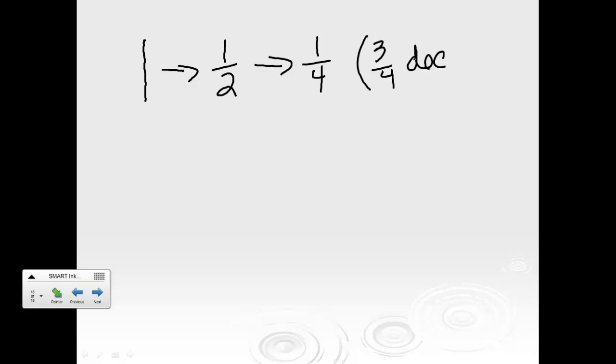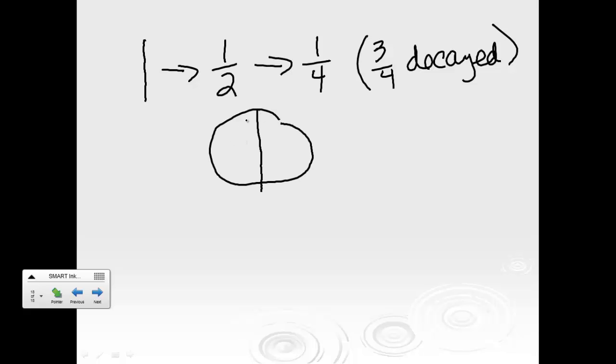Which means that 3/4 of it will have decayed. So for example, if I use my little pie chart again, after that first half-life, 1/2 of it will be gone. After the second half-life, oops, I'm a little off here in my drawing, another 1/4 of it will be gone, so 3/4 will have decayed and 1/4 will be left.